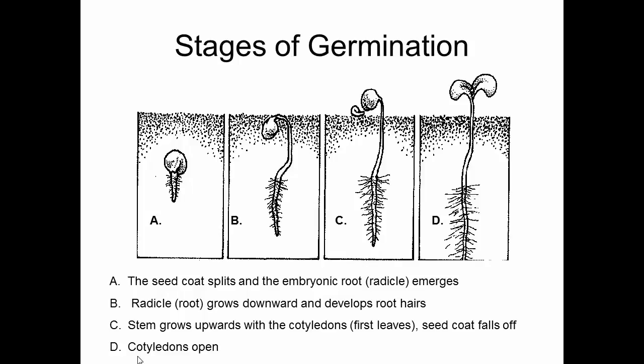Again, you see the same sort of thing here. The seed coat splits. The radicle, or the root, emerges. It grows downward. Root hairs develop so it can take in water. The stem grows upwards, and the cotyledons eventually turn into the leaves. The seed coat falls off, and then you're left with the little tiny plant, a seedling we would call it, and then it's going to start to grow.